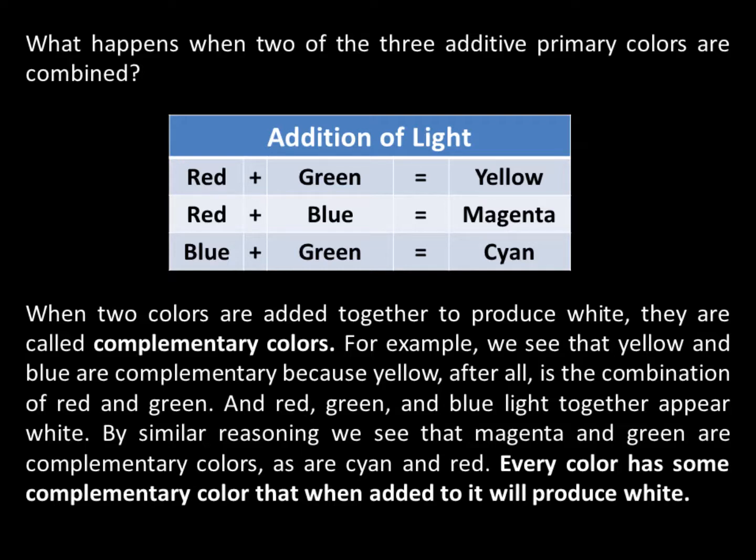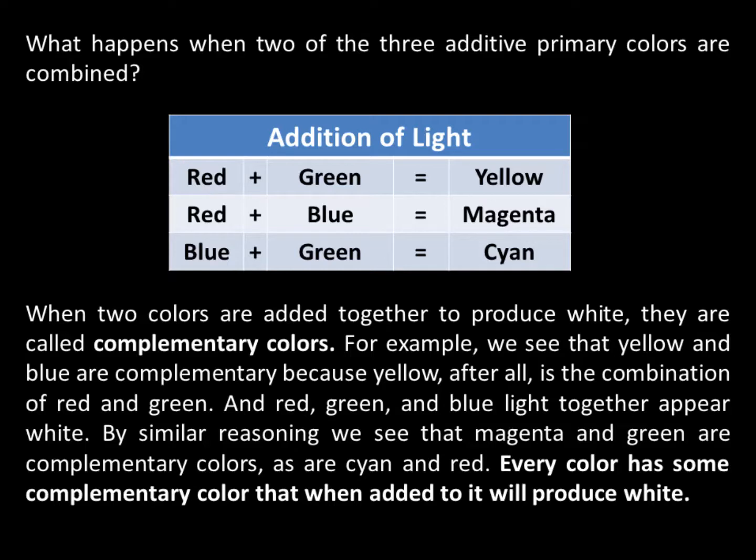What happens when two of the three additive primary colors are combined? When two colors are added together to produce white, they are called complementary colors. For example, we see that yellow and blue are complementary, after all, yellow is the combination of red and green, and red and green and blue light together appear white. By similar reasoning, we see that magenta and green are complementary colors, and cyan and red. Every color has some complementary color that, when added to it, will produce white.